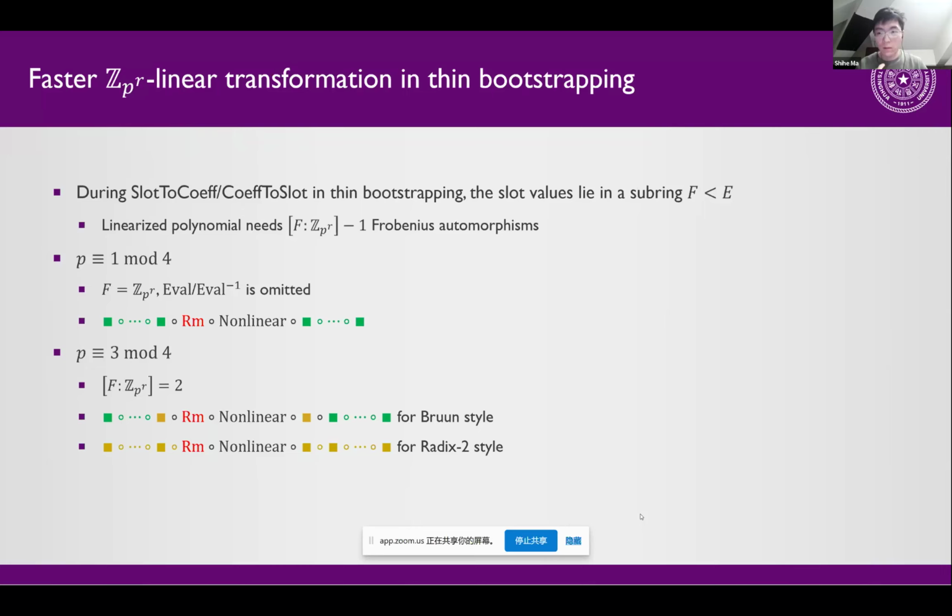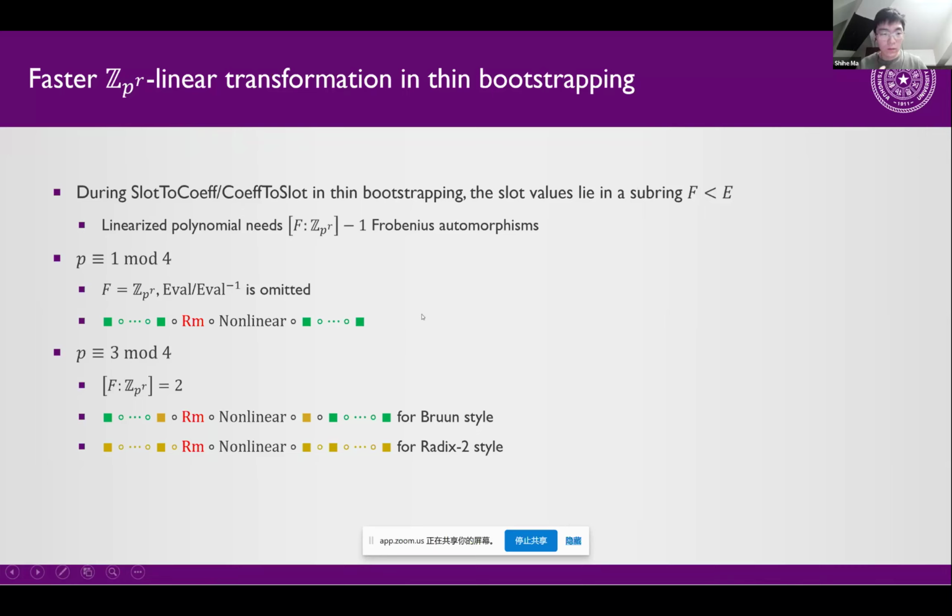During the slot to coefficient and coefficient to slot transformations in thin bootstrapping, the slot values will lie in a subring F of E. And so we can build the linearized polynomials on the subring instead of in E. And this means we will have fewer Frobenius automorphisms and we will have faster linear transformations. And when p equals 1 modulo 4, the subring F is just the base ring. And we can additionally omit the eval or eval inverse. The formula is given here. And the only expensive thing here is the Rm map.